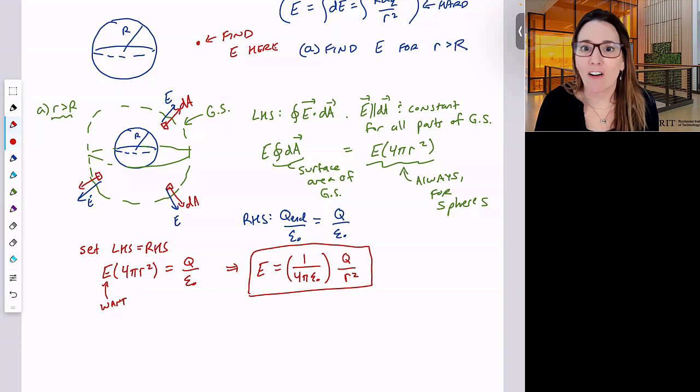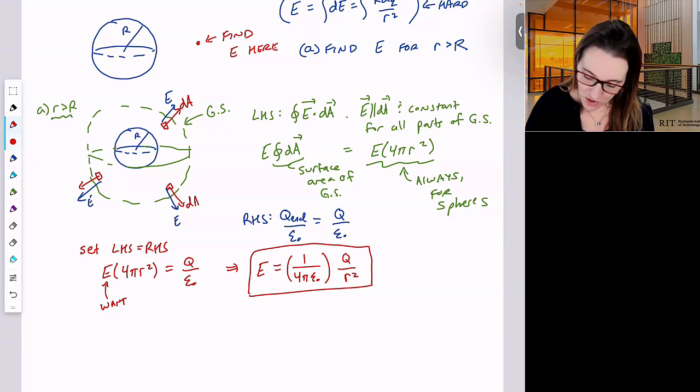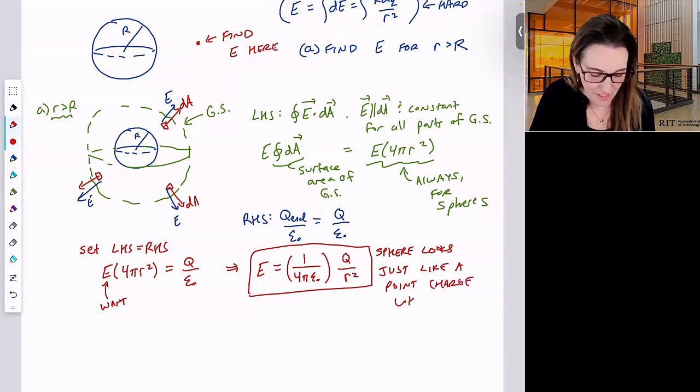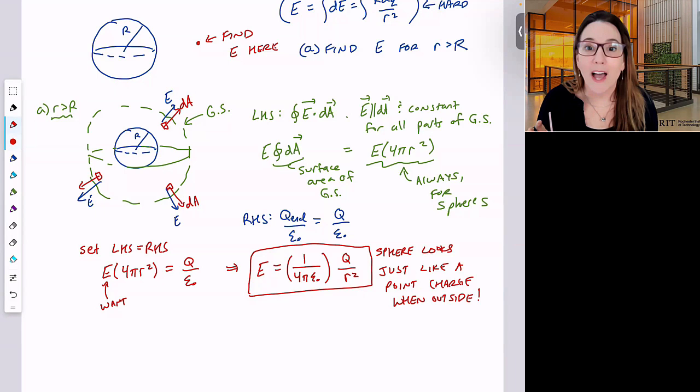The same as a point charge. That's not necessarily obvious to start with, right? That we would get the exact same result for a solid sphere as we do for a point charge. So the sphere looks just like a point charge when you're outside of it. So that's our kQ over r squared, and this is going to drop off just like a point charge.